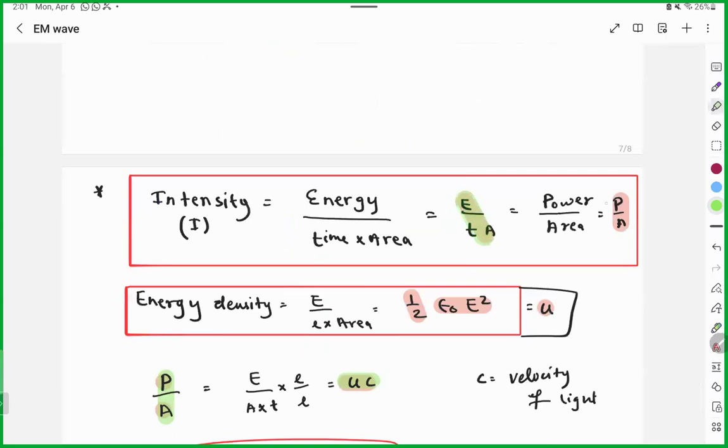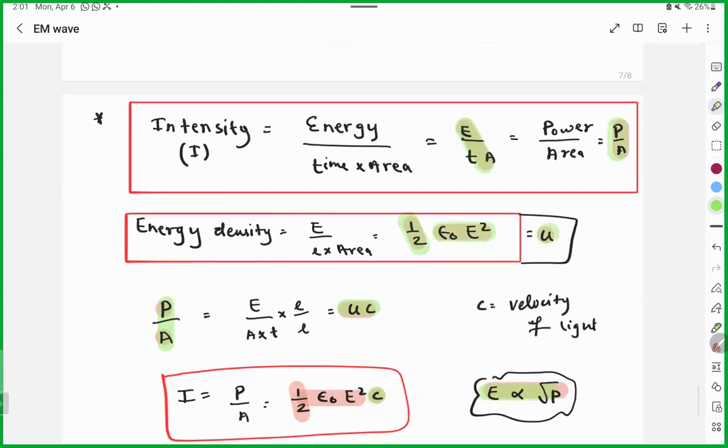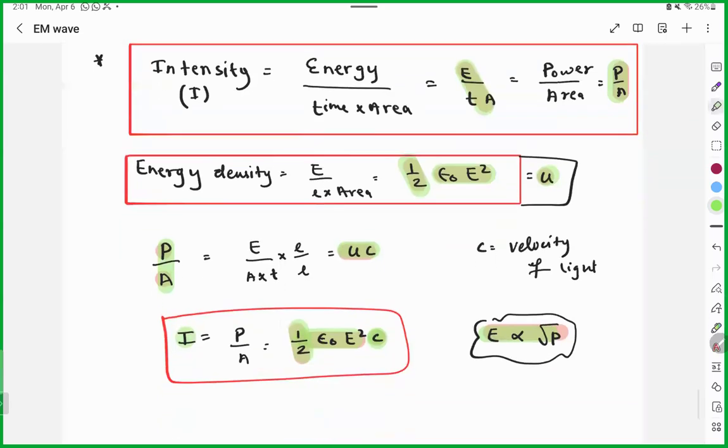Intensity, same thing: energy per unit time per unit area, or power per unit area. Energy density is half epsilon naught E square, because it is energy per unit volume. So we can say intensity is equal to power per unit area, or energy density multiplied by C. Correct? So you can say energy will depend upon the power. It depends what is constant. Right? Correct?